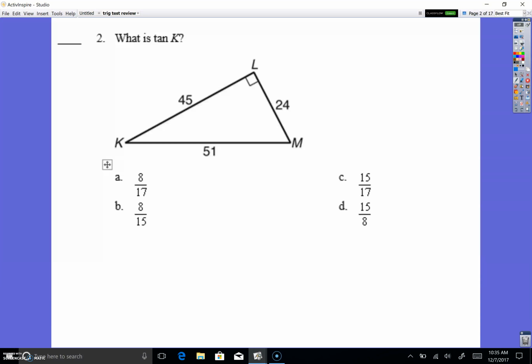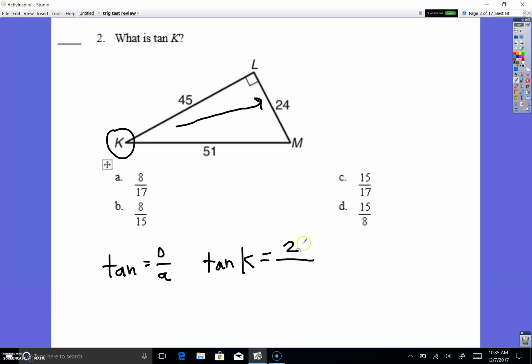Moving on to the next problem. What is tan K? Okay, K, right there. So I got tangent is equal to opposite over adjacent. So tangent of K, okay, this is our opposite. And our adjacent, okay, because down here's our hypotenuse, so this one should be our adjacent right there, okay? So that's 45, so tan K equals 24 over 45.